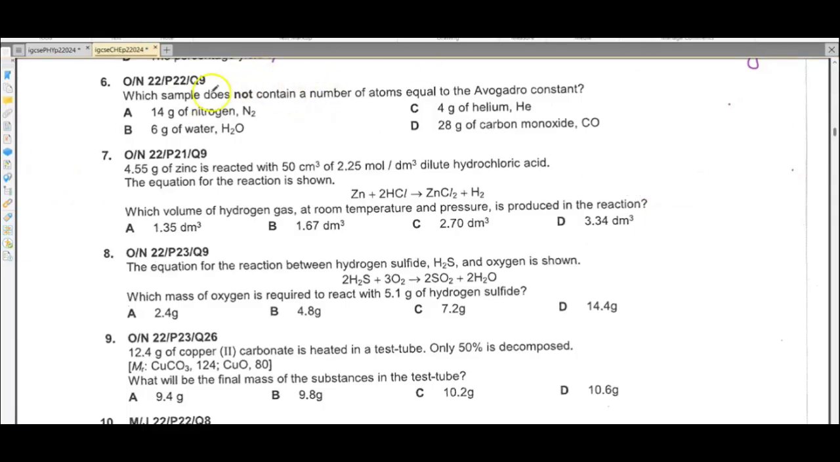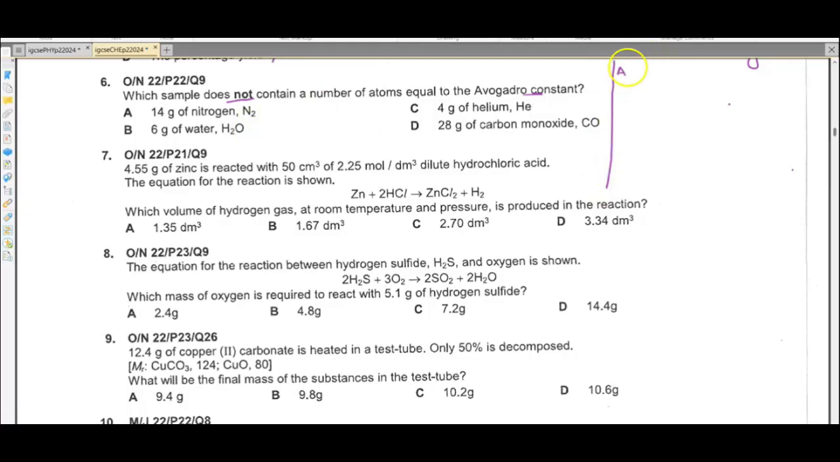Okay. Question number 6. Which sample does not contain a number of atoms equal to the Avogadro's constant? Okay. We have been given masses of 4 substances. Okay. So what we need to do is find the number of moles for everything.